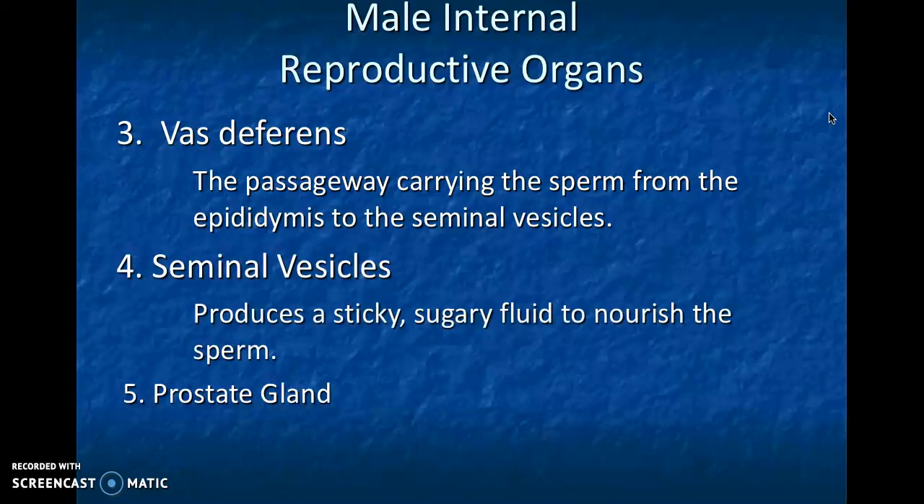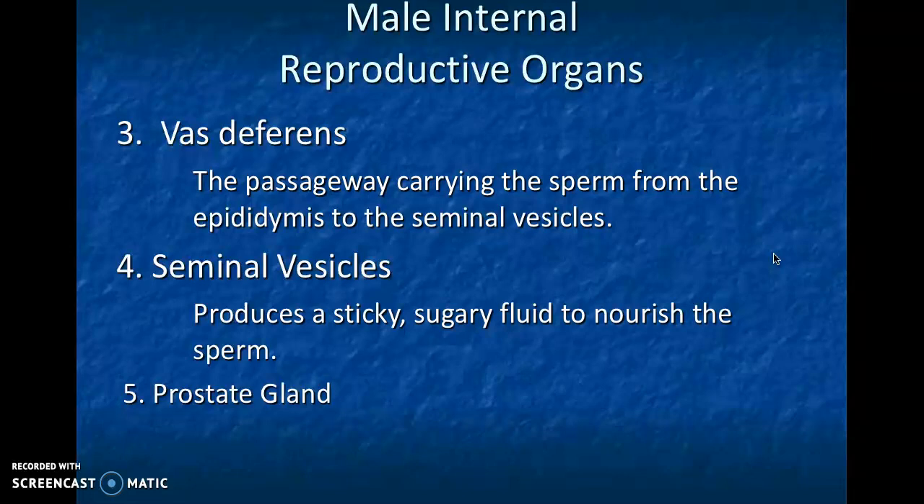And then the seminal vesicles are the first spot where semen will be produced. I always get students wondering about this part right here, sugary fluid. Don't let your mind wander too much. It's really just because it's fructose. The fluid that comes from the seminal vesicle actually helps to give energy and nourishment. If you think of fructose, anything ending in -ose, it's a type of sugar that's meant to give energy.